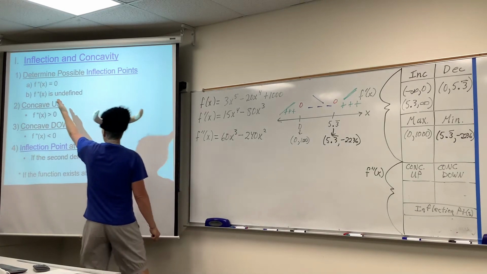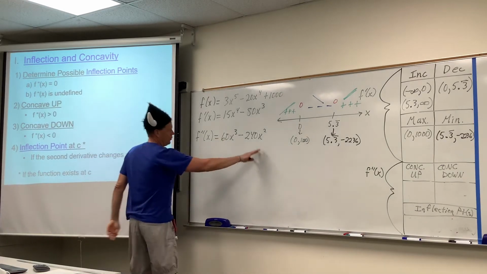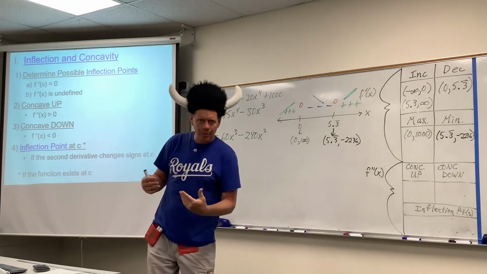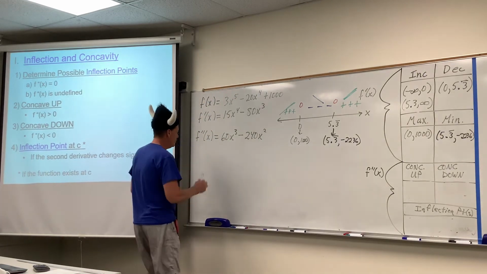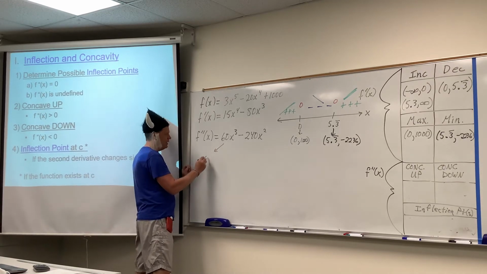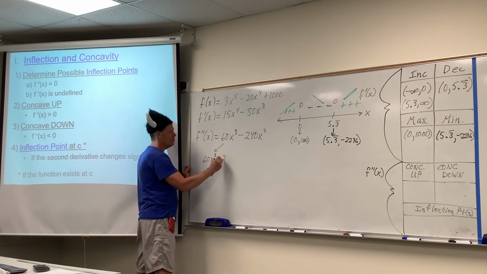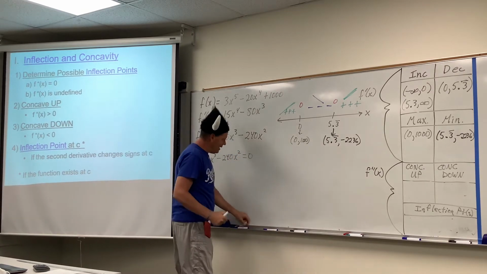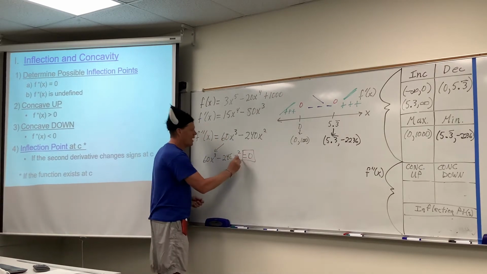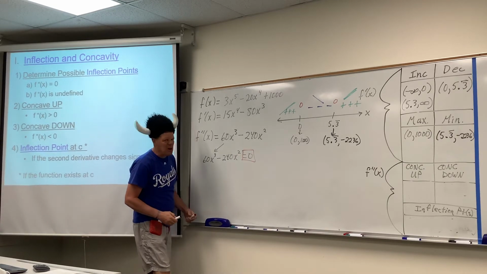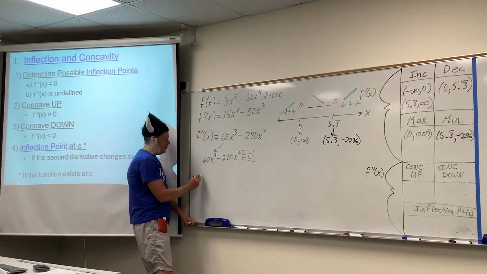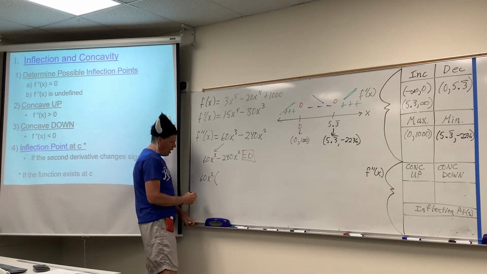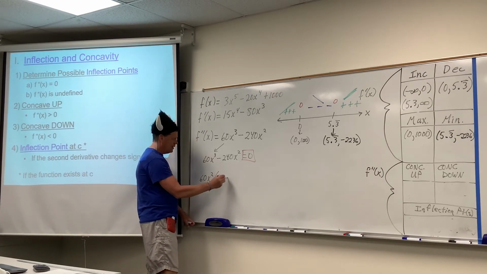Same thing. Let's take care of undefined. We're keeping it easy. Undefined. There's no fractions. We don't need to worry about that. So we'll set that second derivative equal to 0: 60x cubed minus 240x squared equals 0. Solving this for x is just algebra. You factor out 60x squared, and that would leave x minus 4.